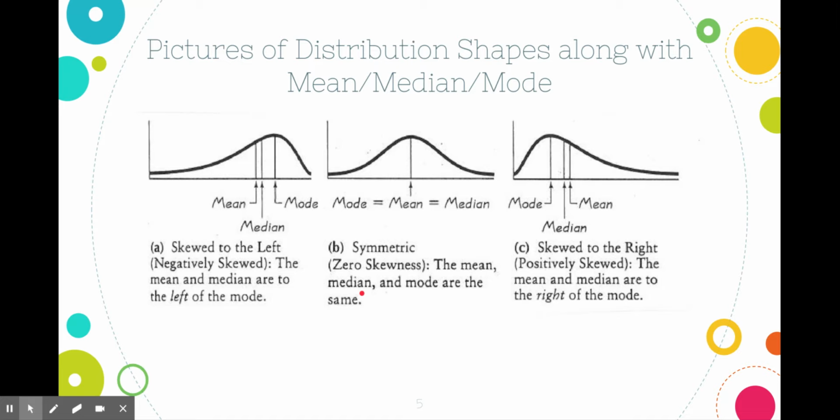Pictures of distributions, shapes along with mean, median, and mode. When this is skewed to the left, or negatively skewed, the mean and median are on the left of the mode. So here's our mean, and our median is to the left of the mode. When it's symmetric, or zero skewness, the mean, median, and mode are the same, directly in the center. And when it's skewed to the right, or positively skewed, the mean and median are to the right of the mode.